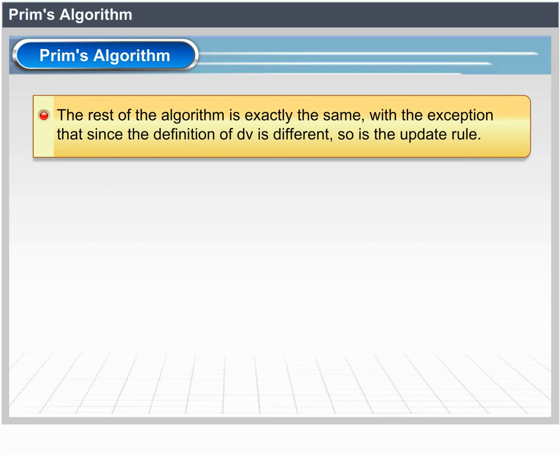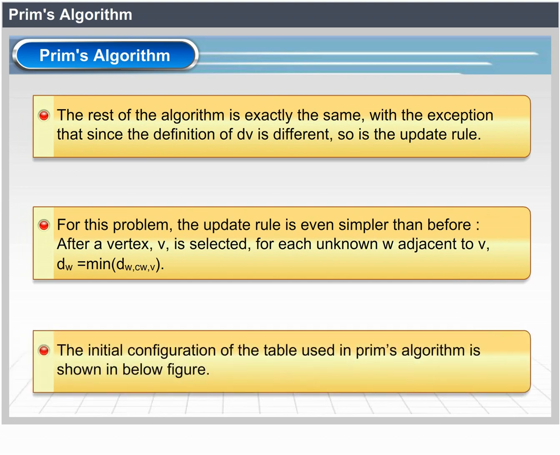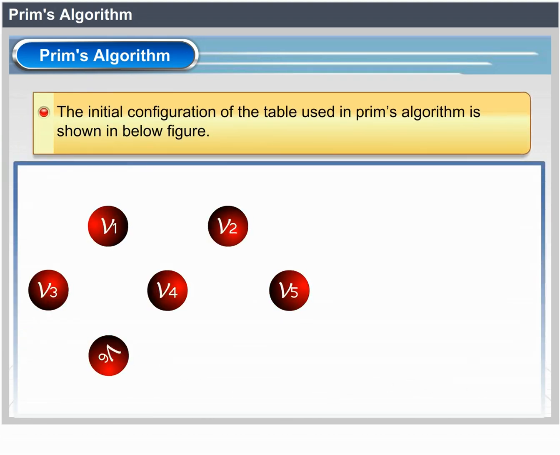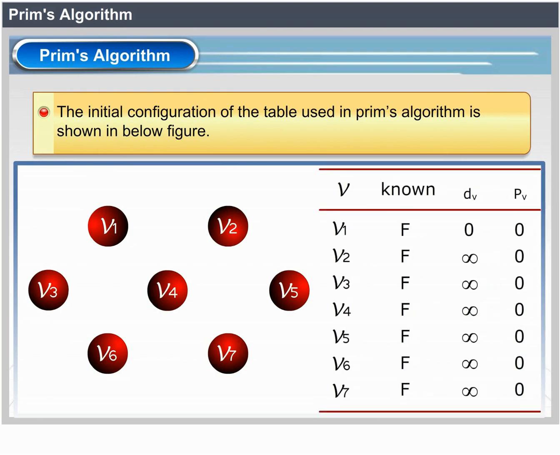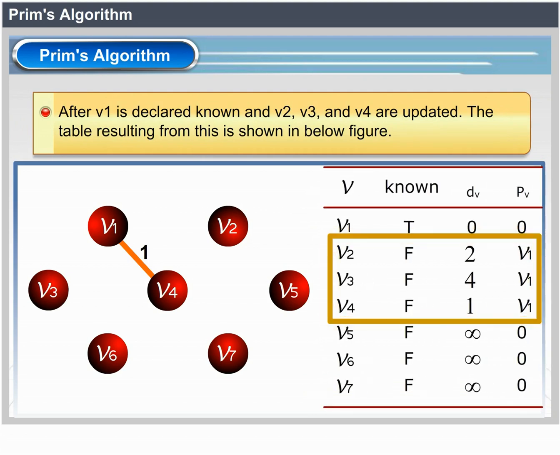For this problem, the update rule is even simpler than before. After a vertex v is selected, for each unknown w adjacent to v, dw equals the min of dw and cw,v. The initial configuration of the table used in Prim's algorithm is shown in this figure. After v1 is declared known and v2, v3 and v4 are updated, the table resulting from this is shown in this figure.